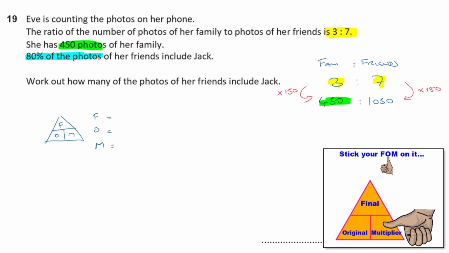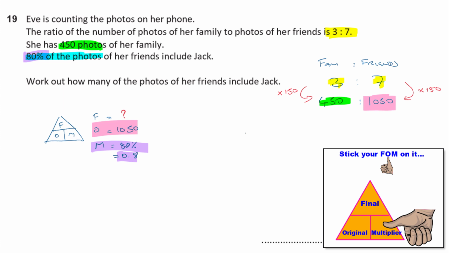Well, the final is what I want to find, because I want to know how many photos I've got of Jack. The original is this number over here. So I've got 1050 pictures altogether of friends. And the multiplier is going to be this number up here, isn't it? The multiplier is going to be 80% written as a decimal, which is 0.8. So that's my multiplier.